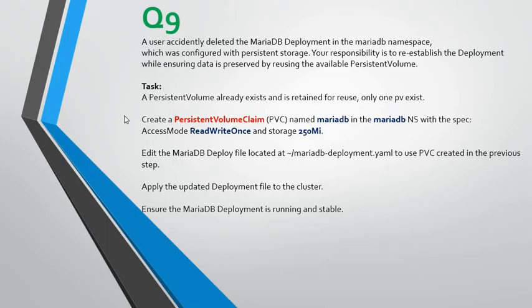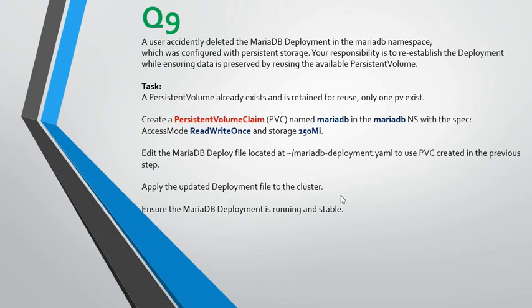The task is: a persistent volume already exists and is retained for reuse. Only one PV exists. Create a persistent volume claim named MariaDB in the MariaDB namespace with the spec: access mode is ReadWriteOnce and storage 250 Mi. So the persistent volume will already be there. You have to create the persistent volume claim. In the second part, edit the MariaDB deployment file located at this path to use the PVC created in the previous step. So the deployment file will already be given. You have to just use that PVC you have created.